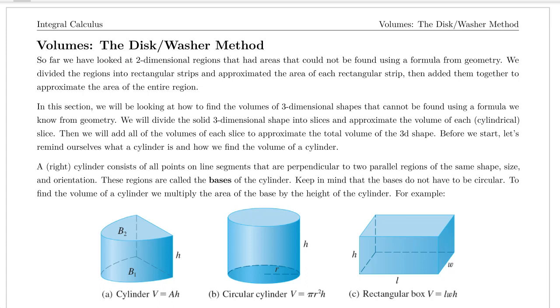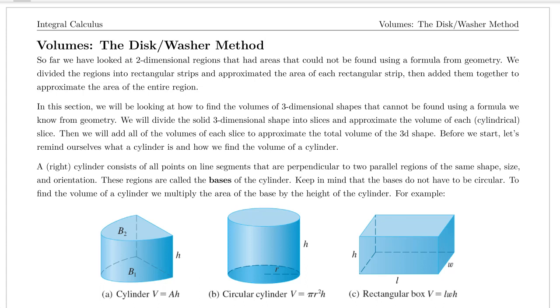So far, we've looked at two-dimensional regions that had areas that could not be found using a formula from geometry. We divided the regions into rectangular strips and approximated the area of each rectangular strip, then added them together to approximate the area of the entire region.